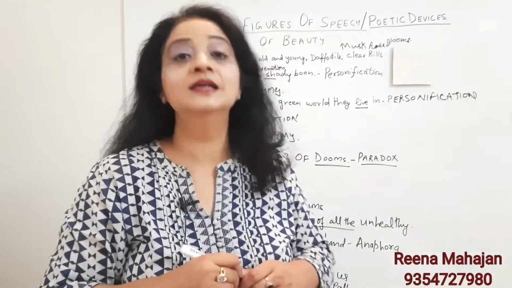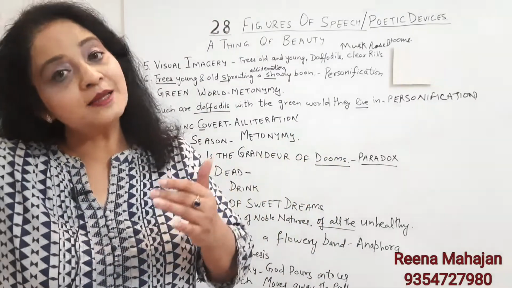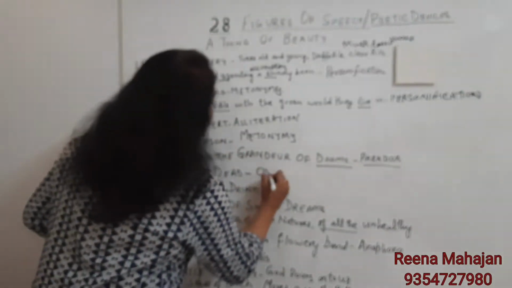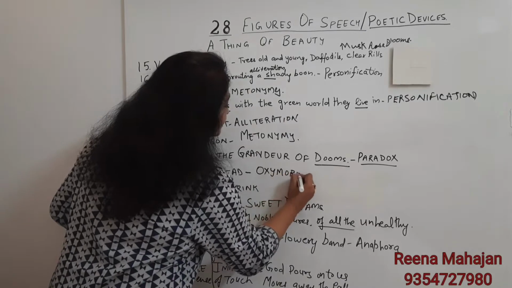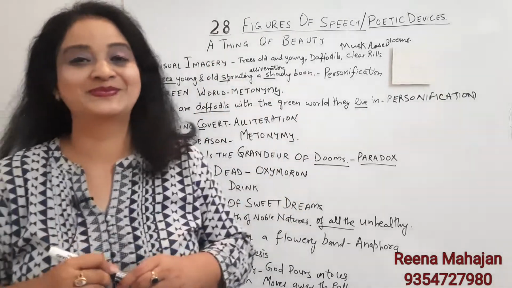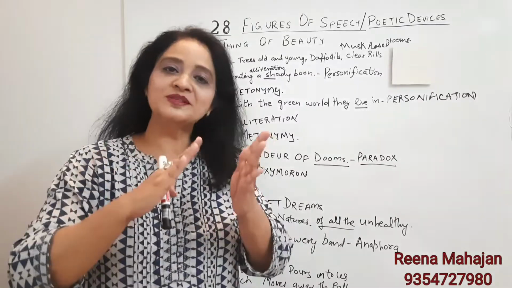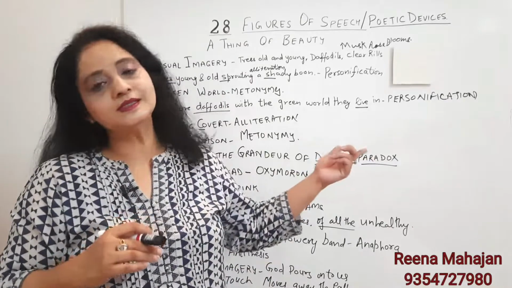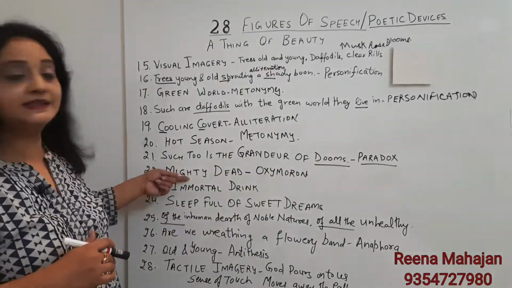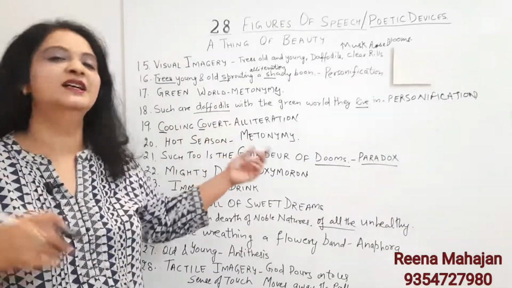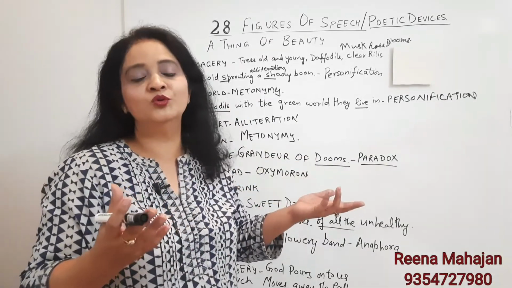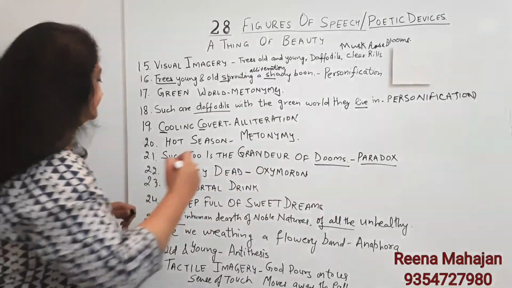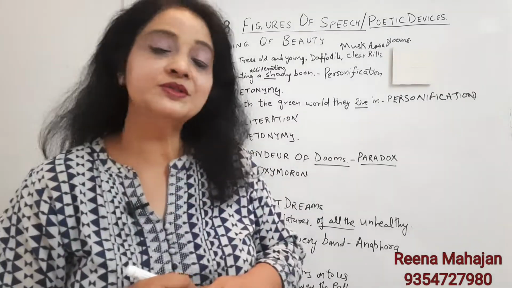Mighty dead, those who have attained something mighty in their life, but now they are dead. Clear? So this is an oxymoron. What is an oxymoron? Two opposites written side by side is an oxymoron. Two opposite words written side by side is oxymoron, mighty and dead. Mighty means very powerful. Dead are the people who cannot even move or do anything. So they have been called mighty, so it is an oxymoron. Clear?